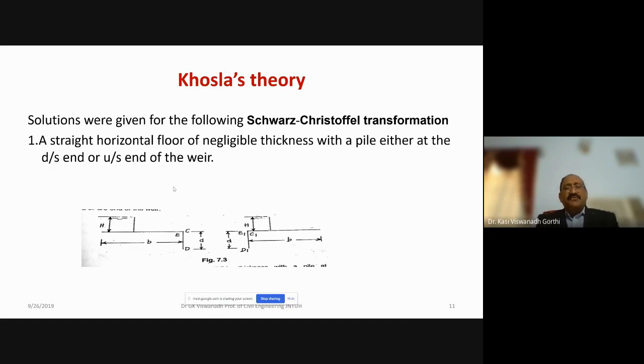Case one: a straight horizontal floor of negligible thickness with a pile either at the downstream or at the upstream end of the weir. So this is a weir wall, and you have a downstream pile, EDC, here. Or a pile may be there only on the upstream side. The horizontal floor is a straight horizontal floor, the thickness is neglected, and the pile is there either at the upstream side or at the downstream side of the weir. So this ED or CD is the pile at the downstream side. Similarly, in the figure, E1D or C1D1 is the pile at the upstream side. The cases are dealt with separately, independently.